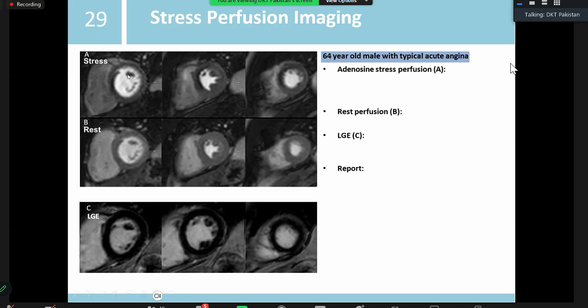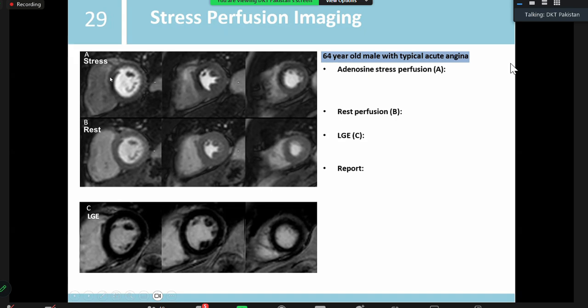So this is the stress phase. The initial three sequences, the upper, then the middle, are the rest phase. We usually do that on a motion correction sequence, because there is motion of the diaphragm and the lungs, so they are motion corrected sequences. And then there is the third one, which is the late gadolinium enhancement sequence. You can see on the late gadolinium enhancement sequence there is no infarction, so there is no myocardial infarction. The patient is a 60-year-old male with typical acute angina symptoms. And you see there is a mismatch of the perfusion.